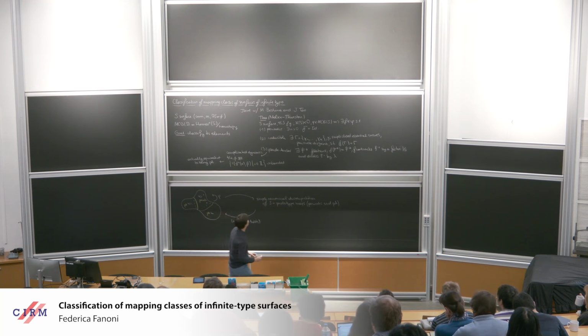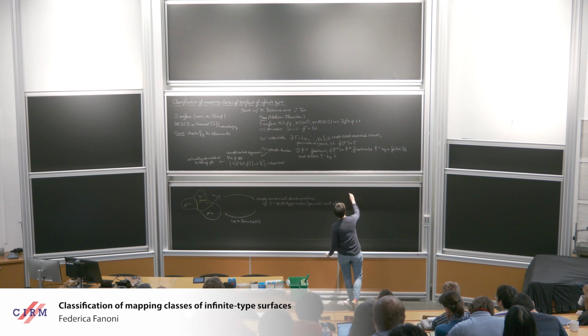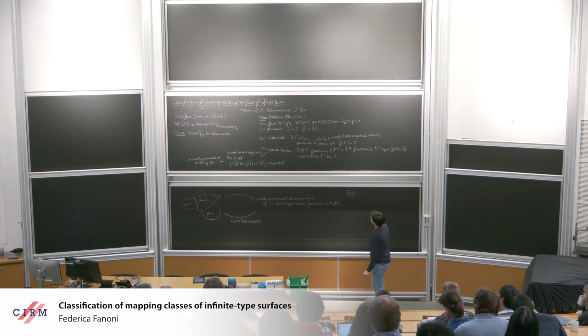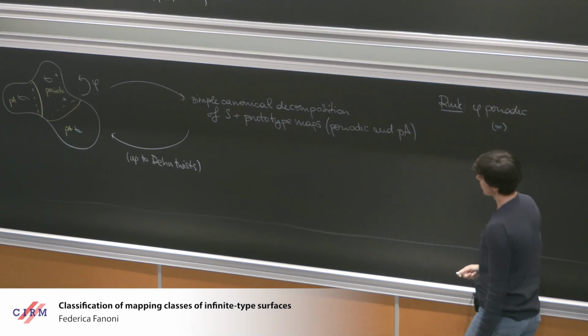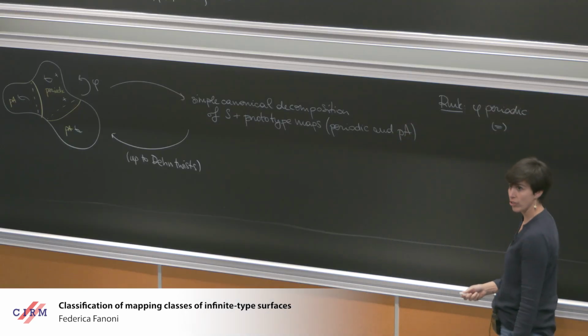Okay, let me recall another thing. Equivalent conditions to being periodic. So a map is periodic. This is equivalent to saying that it's an isometry for some hyperbolic structure on the surface.